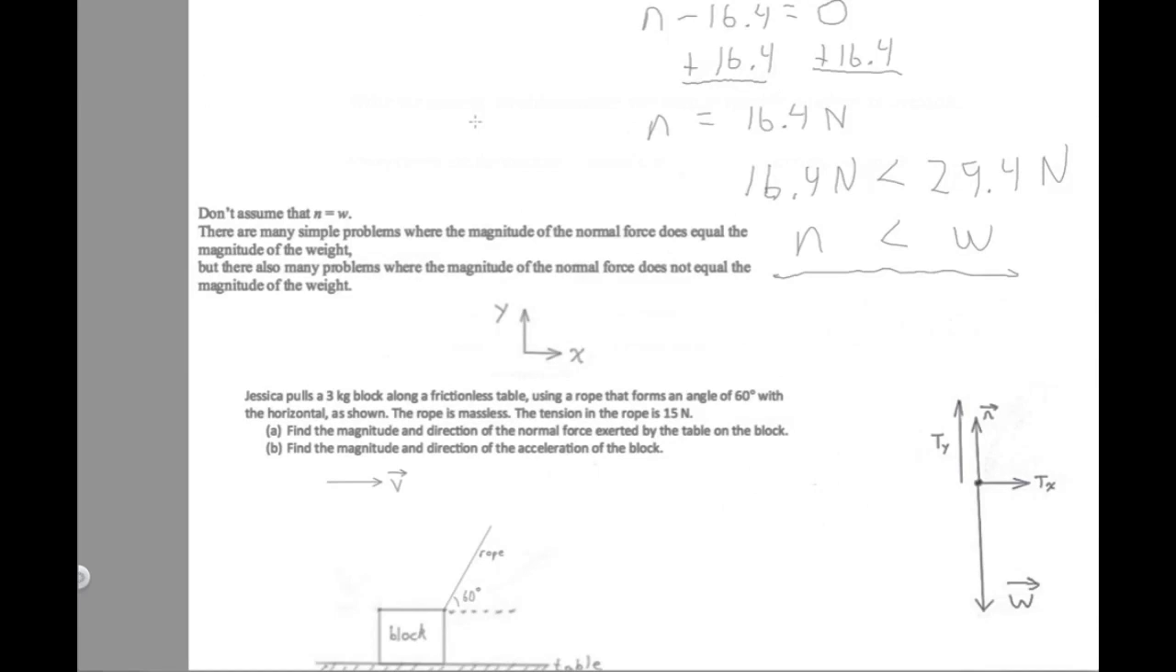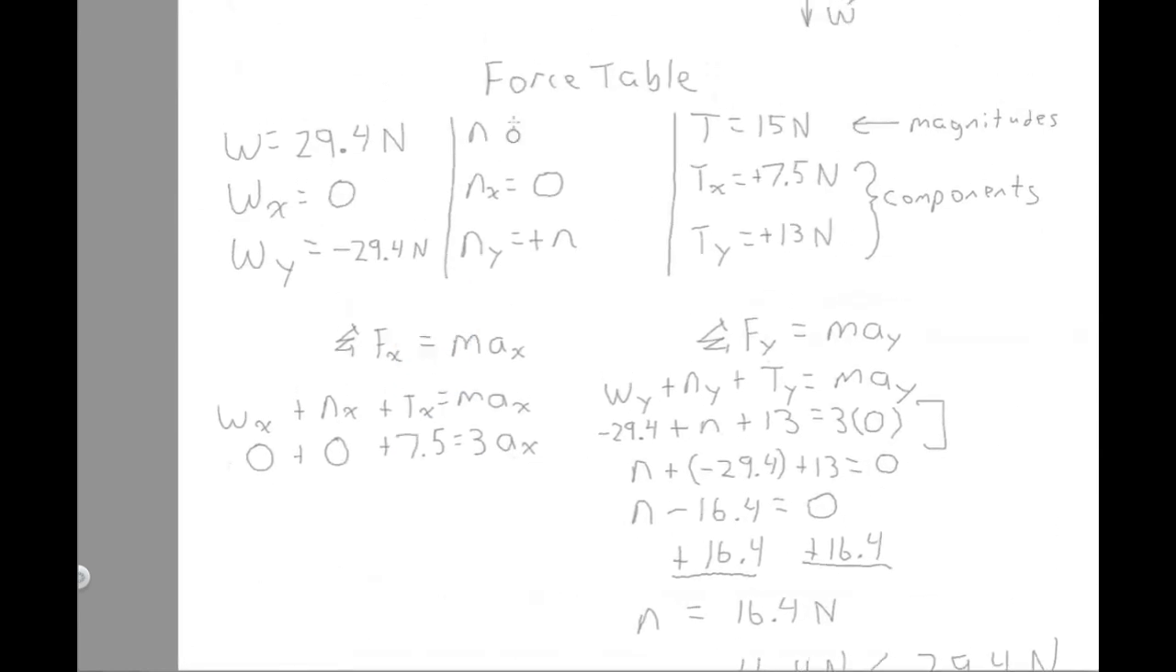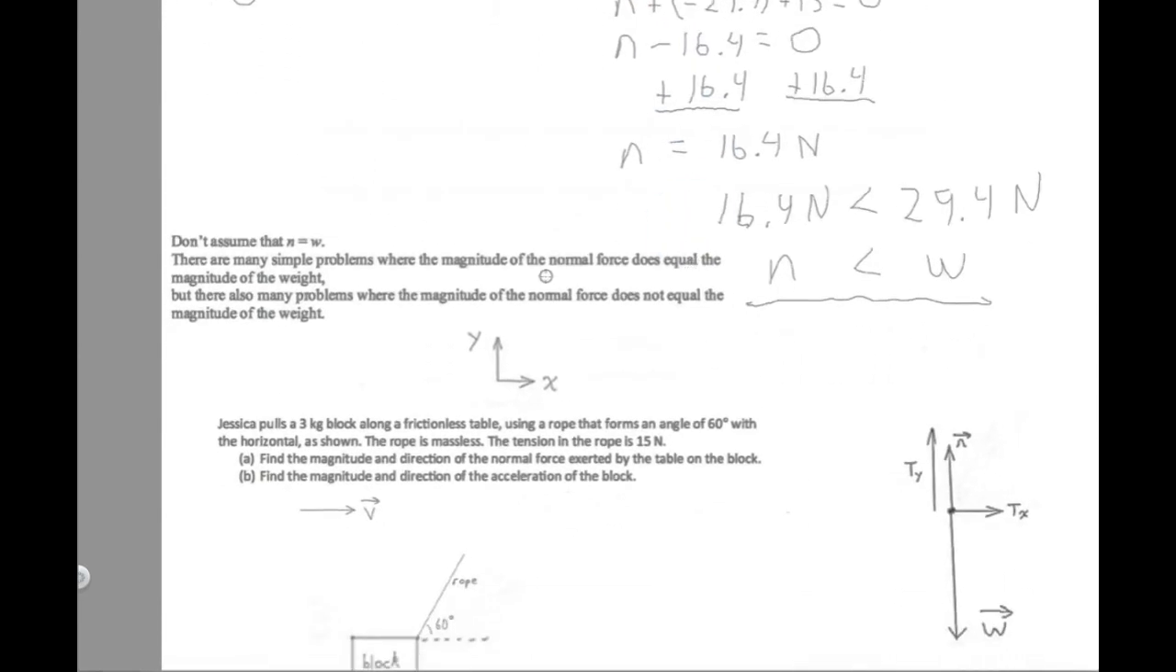We can see from this problem that we should not assume that n equals w. Now, there are many problems where the magnitude of the normal force does equal the magnitude of the weight. But there's also many problems where the magnitude of the normal force does not equal the magnitude of the weight, like this problem that we're working on right here. So don't assume that the magnitude of the normal force equals the magnitude of the weight. Just represent the magnitude of the normal force by little n in your force table, and then let the Newton's second law equations figure out for you what the relationship is between the magnitude of the normal force and the magnitude of the weight.